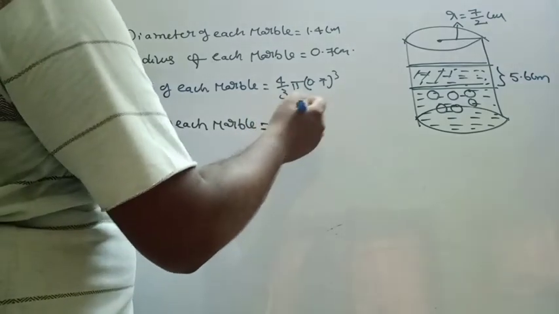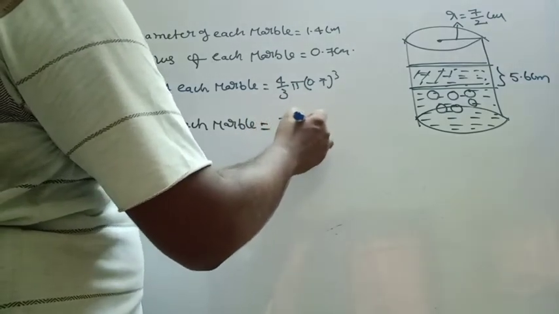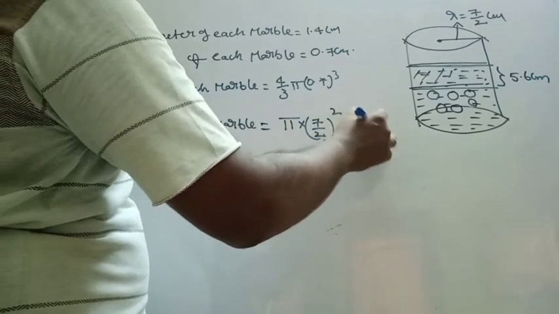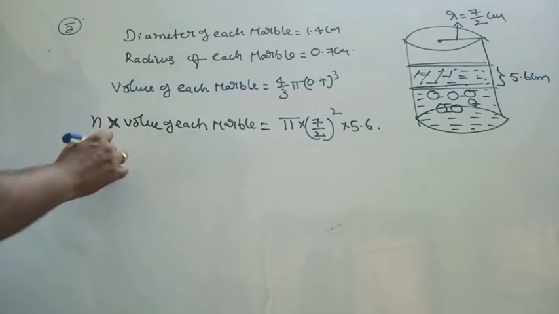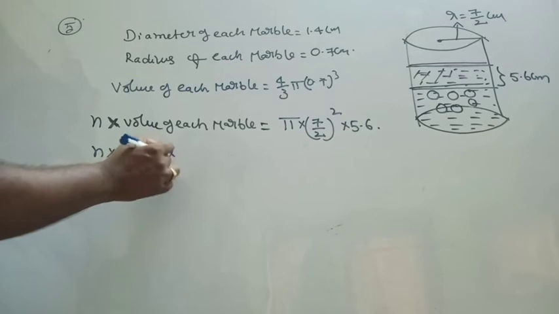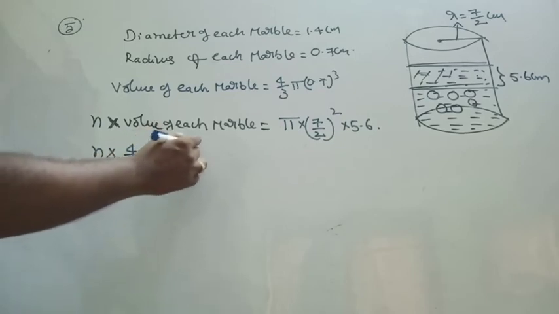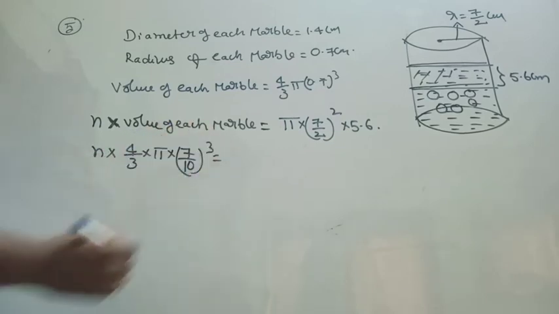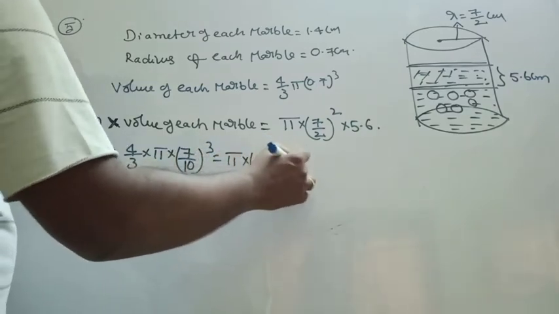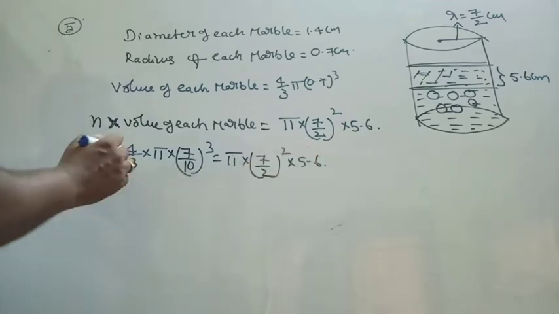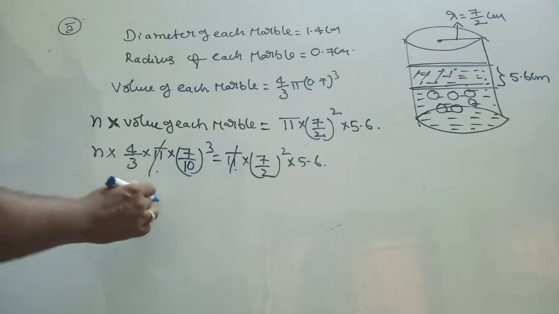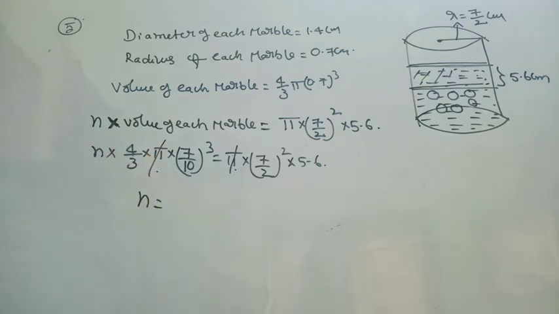That is nothing but pi r square h, pi into r square. r square is 7 by 2 whole square into height 5.6. Now n into volume of each marble, we have 4 by 3 into pi into 0.7, and 0.7 is 7 by 10, whole cube. This is equal to pi into 7 by 2 whole square into 5.6. Now pi and pi will cancel. You can cancel some of the terms and simplify, and you will get the number of marbles in a very beautiful way.